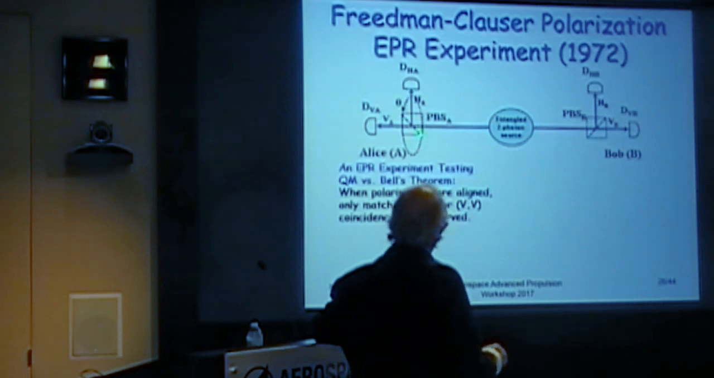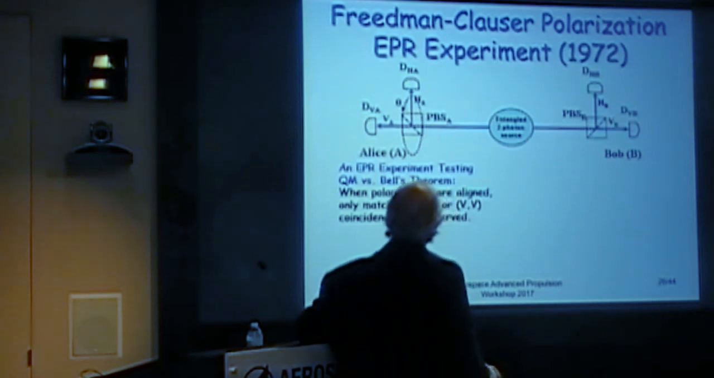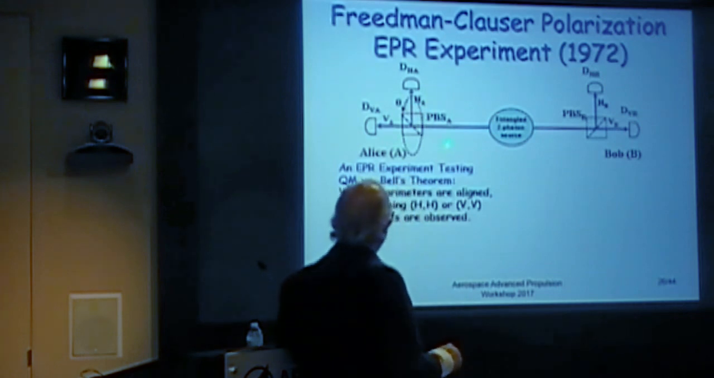Here you have a polarizing beam splitter that sends the horizontal polarization state up and the vertical polarization state straight through on both ends. And so then you look at coincidences between these four detectors, this one and this one, this one and this one, and so on. And what you find is that when these are perfectly aligned, you would get only HH, in other words, horizontal here and here, or VV here, never HV or VH.